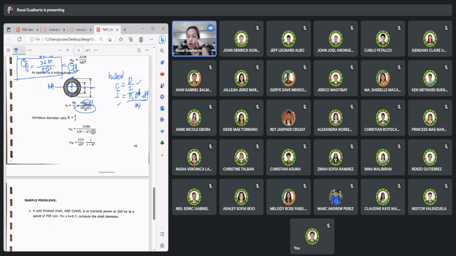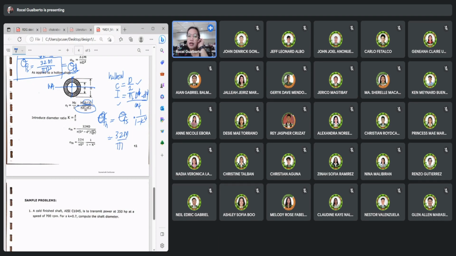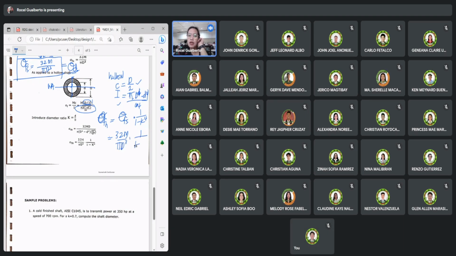And knowing that this is hollow, pwede na po ulit natin gamitin dito yung ating analysis kanina and isama natin yung hollow factor. Okay? So, since ito po yung nakuha natin para sa solid, we know sigma or yung flexural stress for hollow would be that of solid, okay, multiplied by the hollow factor 1 over 1 minus k to the 4th. Okay? And from that, this would be 32M over pi d cubed times 1 over 1 minus k to the 4th equal to the flexural stress for a hollow shaft. Okay? So, iyan din po yun.